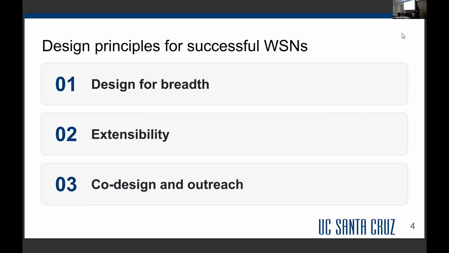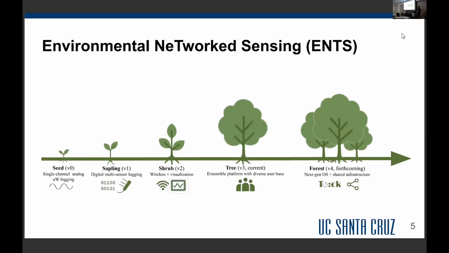The third design principle is co-design and outreach. So actually fostering these community relationships, reaching out to community members who would use this platform, receiving feedback and using that to guide the direction of development of a platform. So we took these principles into the Environmental Network Sensing Platform, or ENTS for short. And I like to emphasize that this platform grew over time. We started off with very simple logging equipment and it has expanded to support a broader community of environmental scientists.